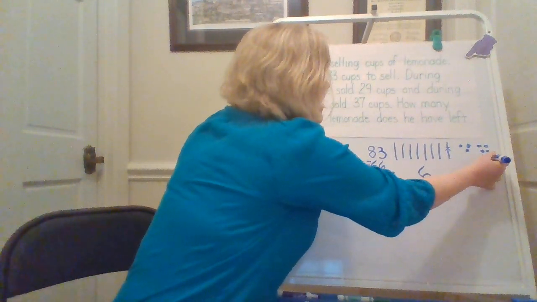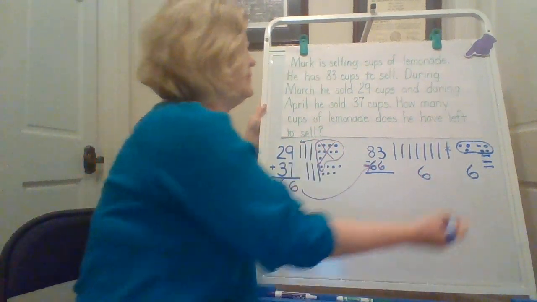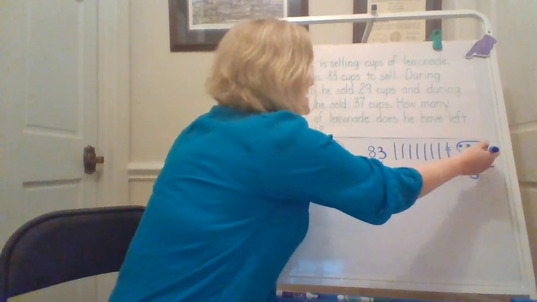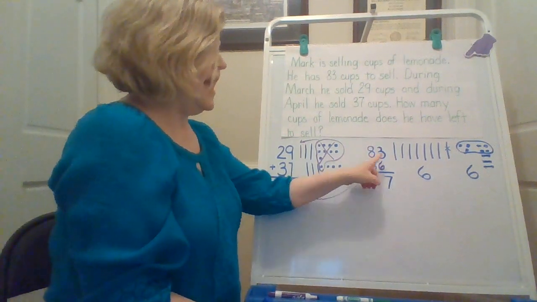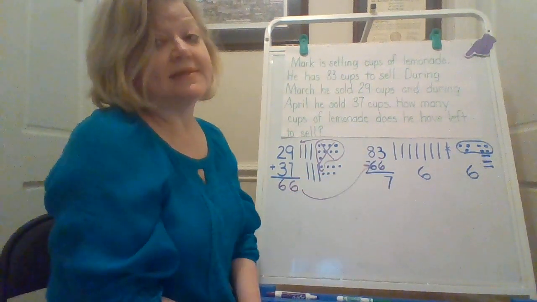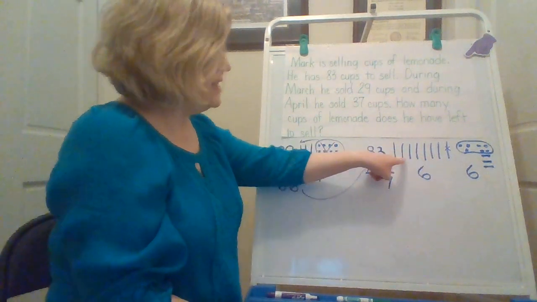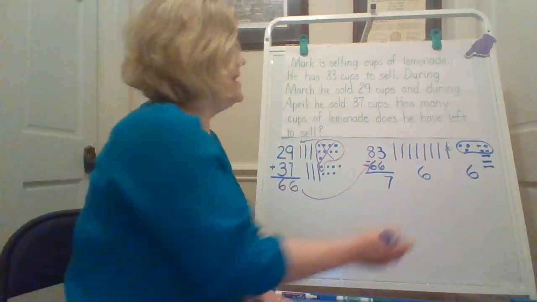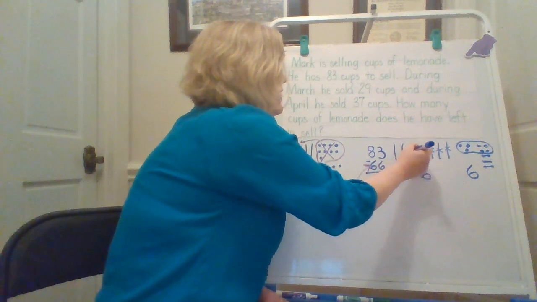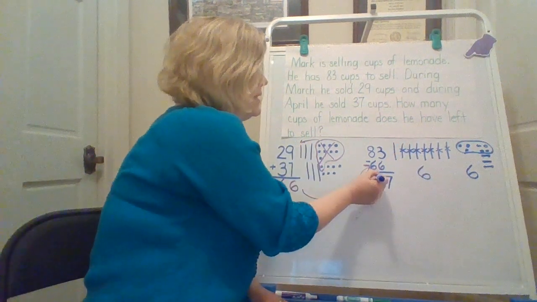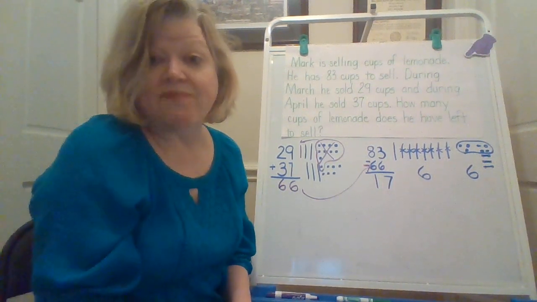2, 4, and 6. And how many are left? 1, 2, 3, 4, 5, 6, and 7. Because, boys and girls, I had 3 ones and I added 10 ones. 13 minus 6 is 7. Now, do I have enough tens to take away 6? Yes, I do. 1, 2, 3, 4, 5, and 6. And how many are left over? 1. Now, I think I have my answer.